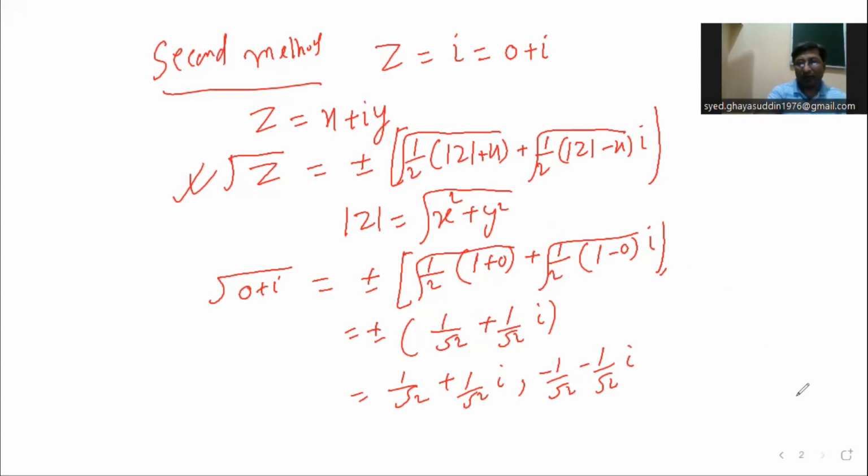Okay, now the third method, which is the basic method for finding a square root. Okay, so this is the third method.